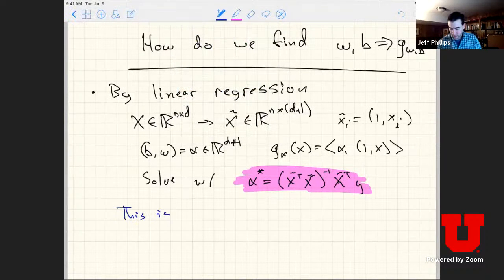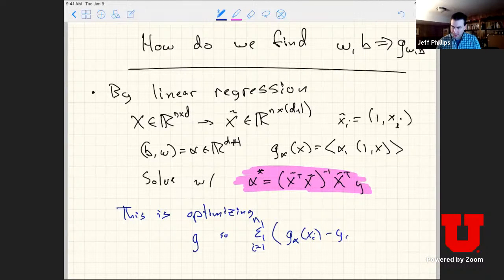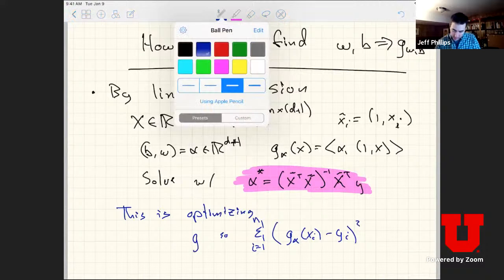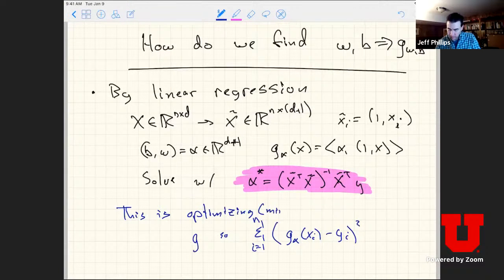So this is minimizing the sum from i equals 1 to n of g_alpha(xi) minus yi, squared. It's minimizing this sum of squared errors.